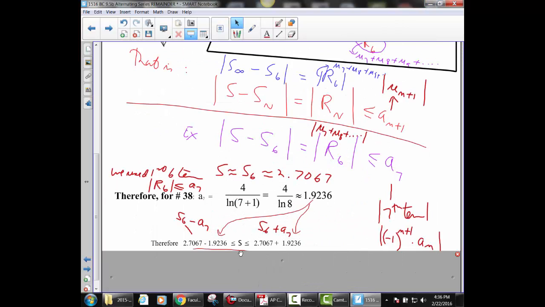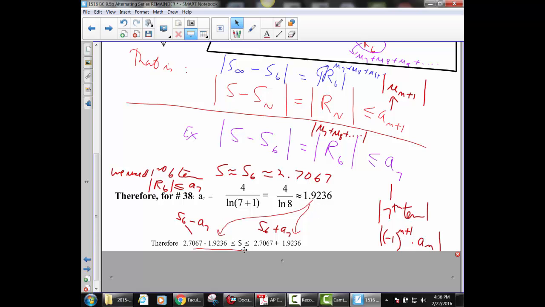Never mind. Anyways, the formula for the term was obviously 4 over the ln of n plus 1. So the absolute value of the 7th term is 4 over the ln of 7 plus 1, which is 4 over ln 8, which is approximately 1.9236. That is the maximum that we are away from the actual sum.